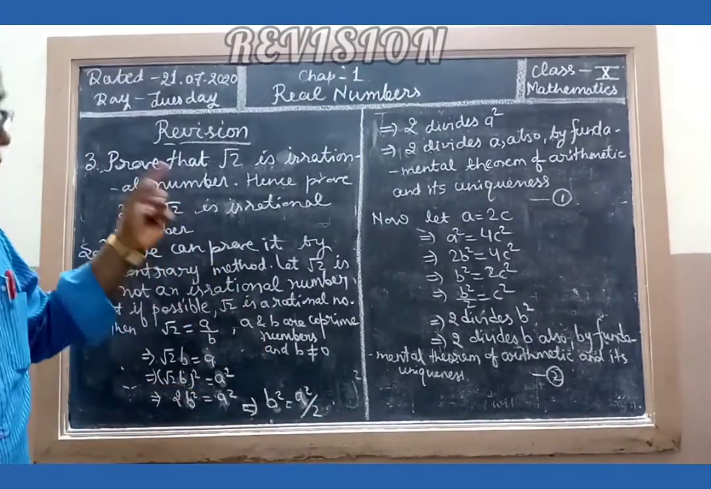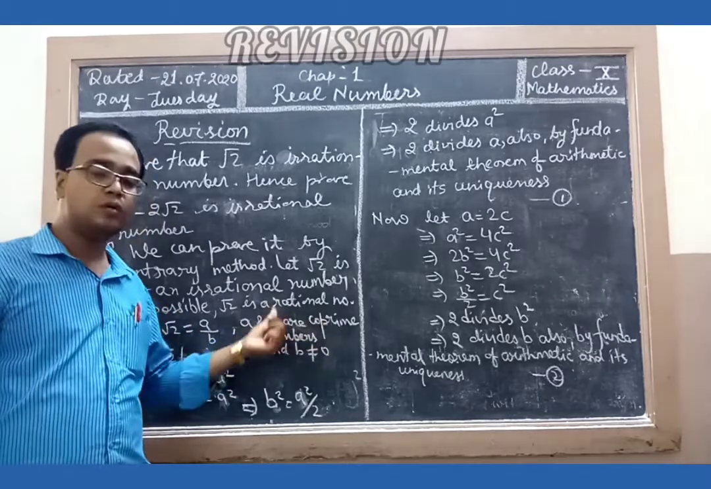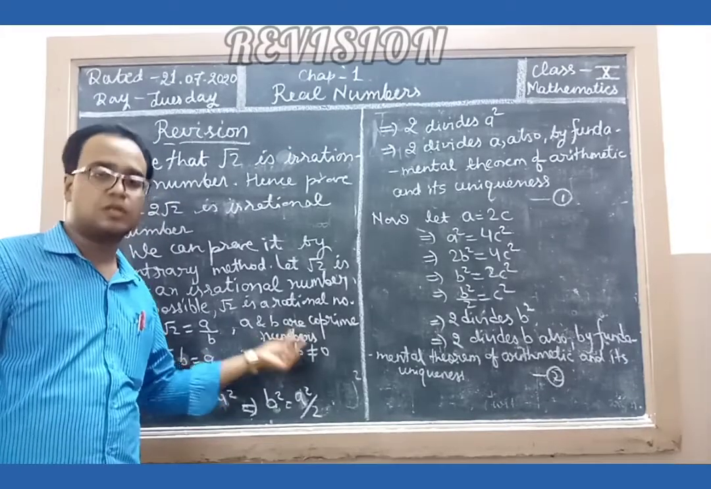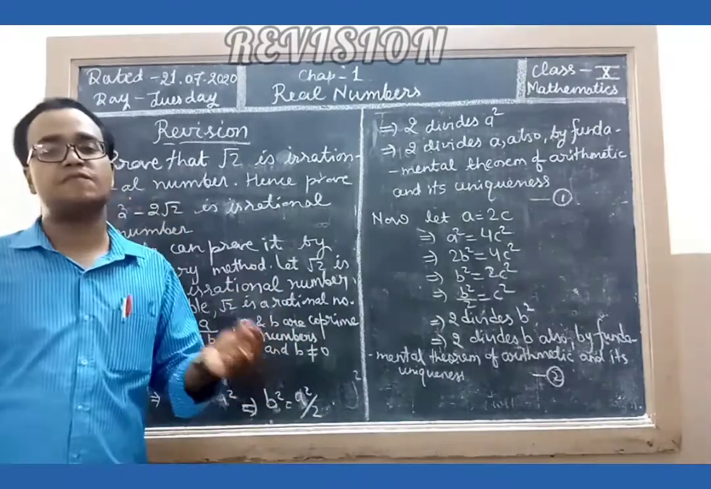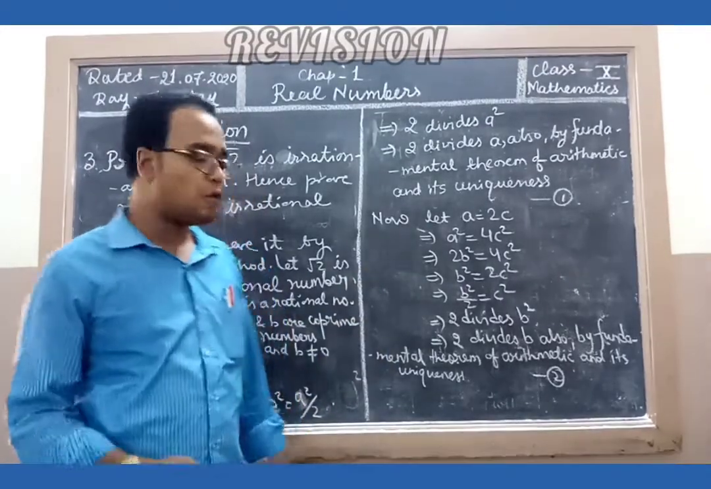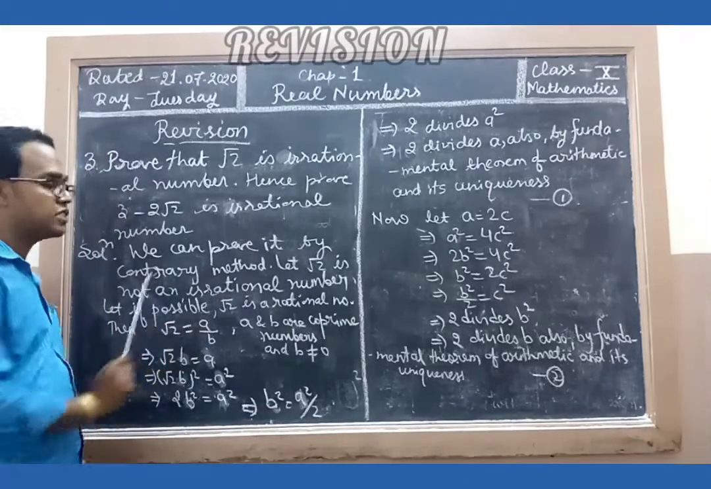It means our supposition is wrong, because we supposed a and b are co-prime numbers. Co-prime numbers means HCF is equal to 1. But here we have HCF 2. So our supposition or assumption is wrong. Hence root 2 is an irrational number.